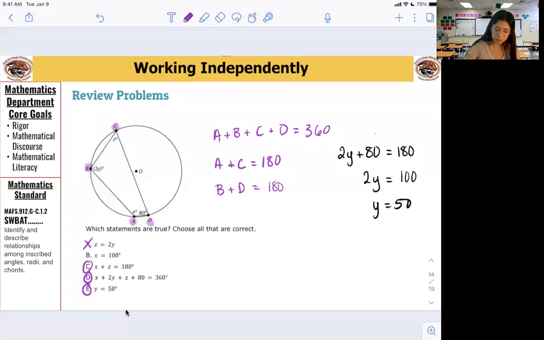But we do know that X plus Z is 180. Past that, do we know anything else? Is it possible to know the value of X if you don't know the value of Z? No, you can't know it if you don't have an equation to solve for one of the variables. We don't have enough information to know, so we simply can't say if that's true or not. So B is also out. So it was C, D, and E.